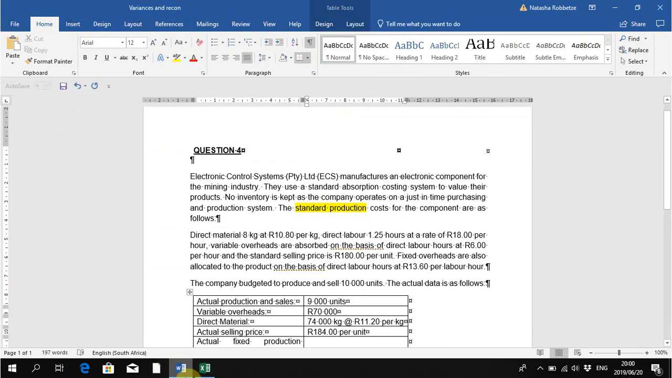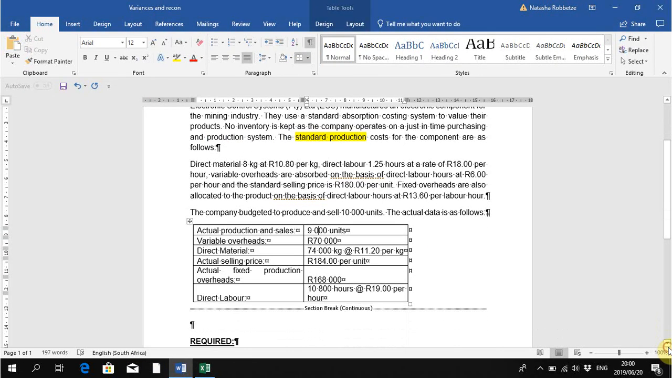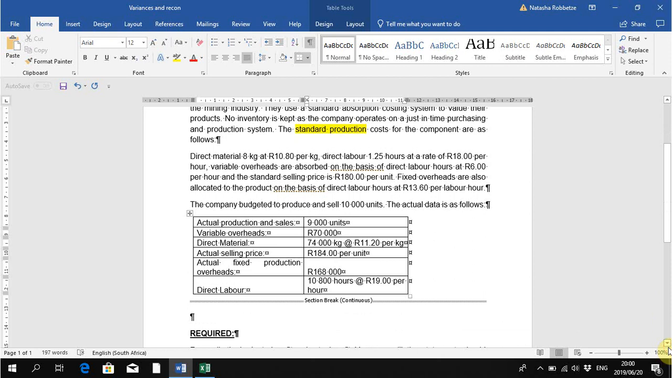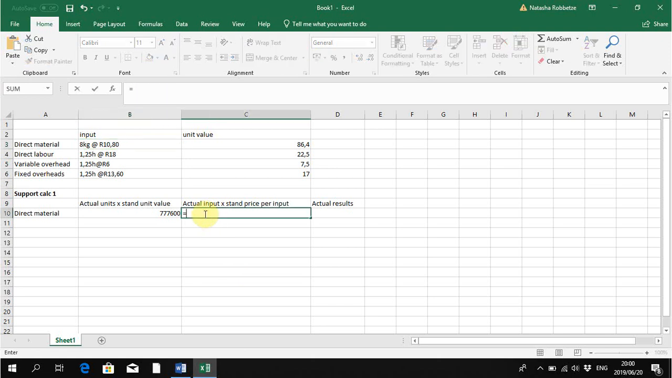Going back to the question, I'm now seeking the actual total kilograms used for material. And the actual kilograms was given as 74,000 kilograms. So I take that actual input, the actual kilograms, and I times it by the price per input. Now you need to be careful. You cannot use the unit value. You must use the input price. So the standard price per kilogram was 10 Rand 80, so I'm going to multiply by 10 Rand 80.